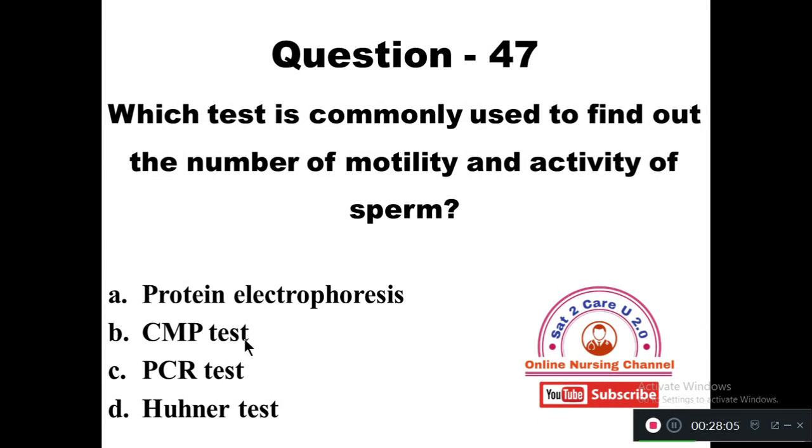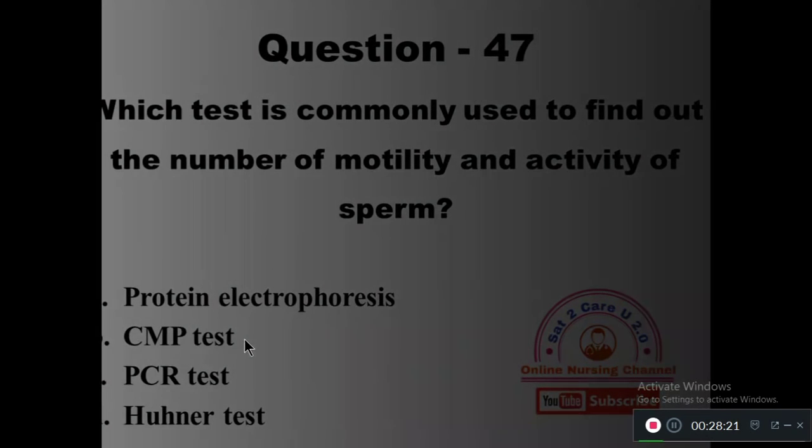Which test is commonly used to find out the number, motility and activity of sperm? Option A, protein electrophoresis, B, CMP test, C, PCR test, and option D is Huhner's test. The right answer is option D, Huhner's test.